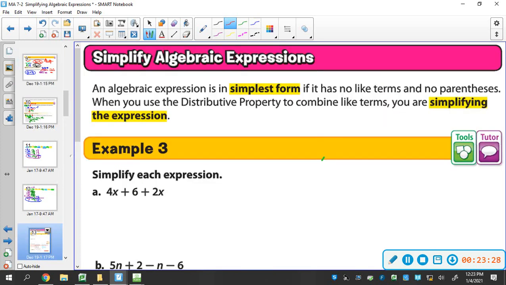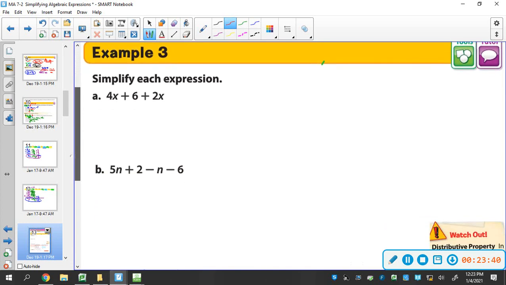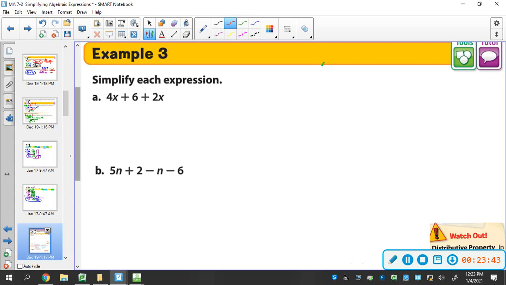Okay? So it says, an algebraic expression is in simplest form if it has no like terms and no parentheses. The next part talks about distributive property, and that's in lesson 1, which we're going to do next. So we're going to ignore anything with distributive property for today. Okay? So simplify each expression.